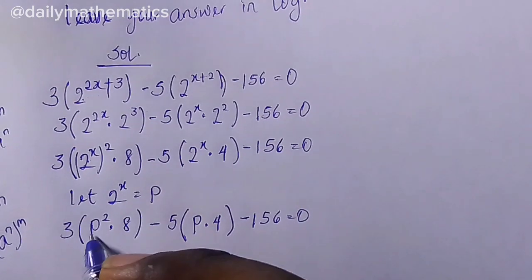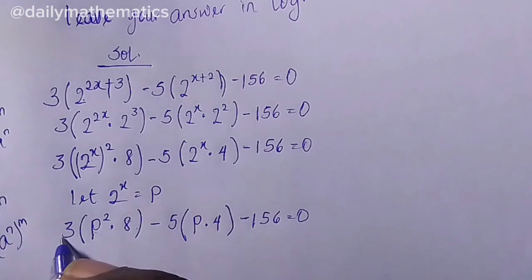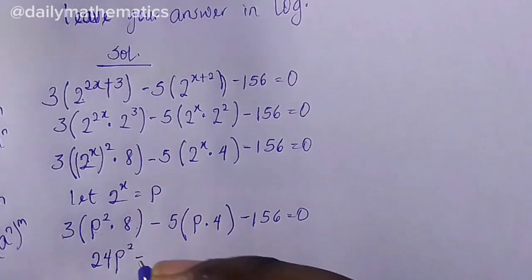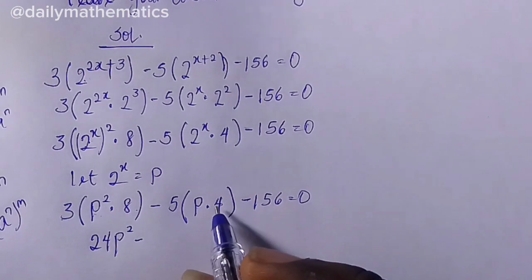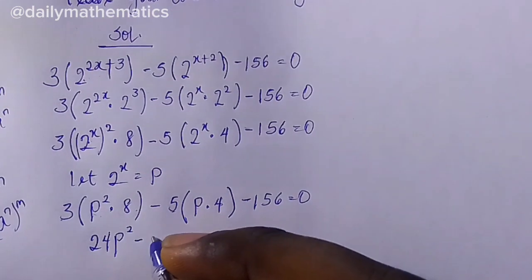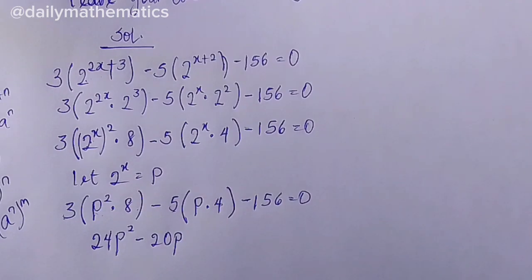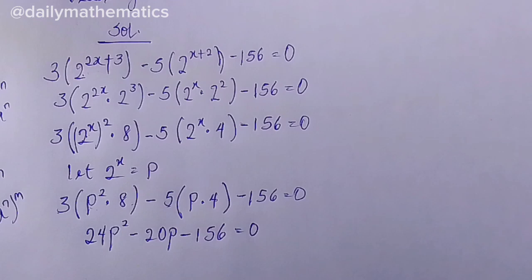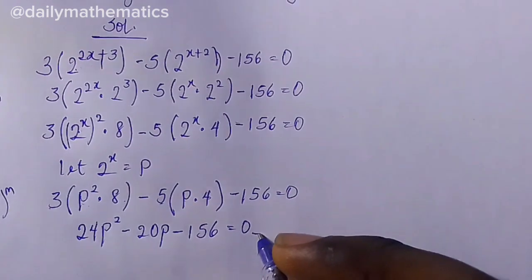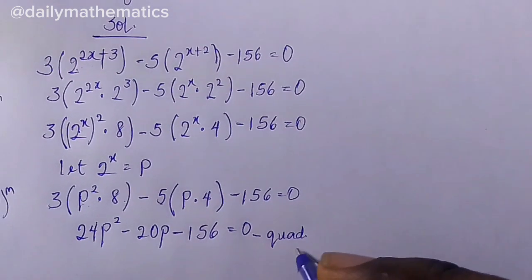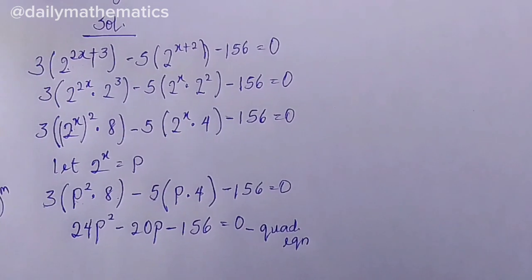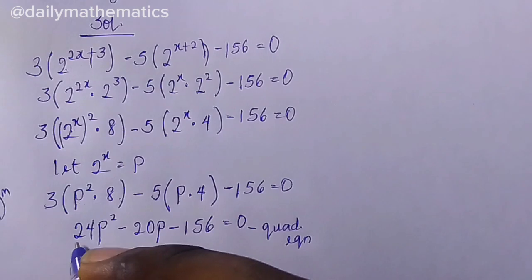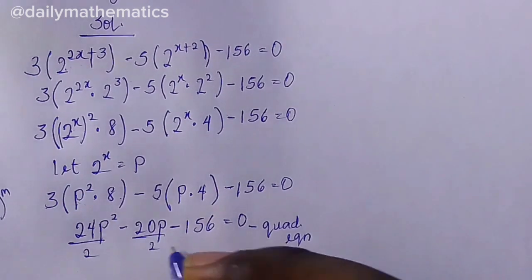And so from here we have p squared times 8, 8p squared times 3, that's 24p squared, minus p multiplied by 4, that's 4p, but multiplied by 5, that's 20p, and then we have minus 156 equals 0. So from here we can see we have a quadratic equation, but it can be reduced actually when we divide all through by 2.